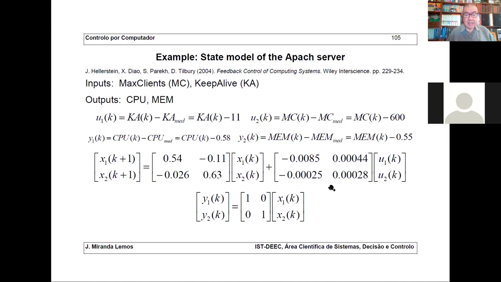And then you say, what I want is to express Y1 and Y2, which are the incremental values of CPU usage and memory usage, in terms of the state, such that Y1 is X1 and Y2 is X2, because this matrix is diagonal, okay? So you end up with something which is x of k plus 1 equal to A matrix times x of k, plus another matrix, I call it B, times the vector of manipulated variables at time k. And then we have an output in this example.